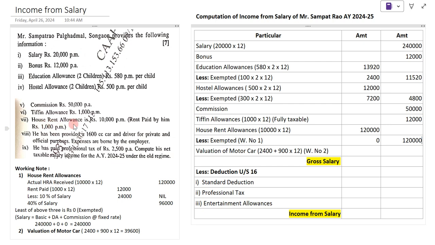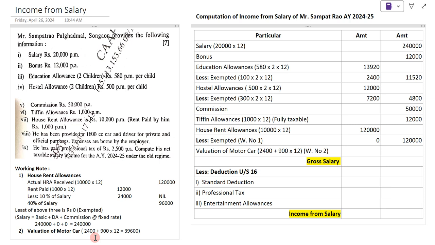Now after house rent allowances, next he has been provided a 1,600 cc car and driver for private and official purpose. The expenses of that car have been borne by the employer. Okay. So write valuation of motor car in the working note number 2. Now for the valuation of the motor car, the car is owned by the employer, plus the car is used for official and private purposes. Whatever is the maintenance, it is borne by the employer, maintenance or expenses.